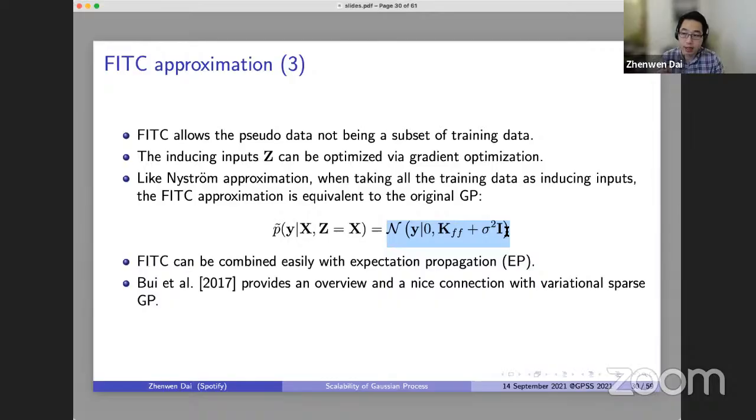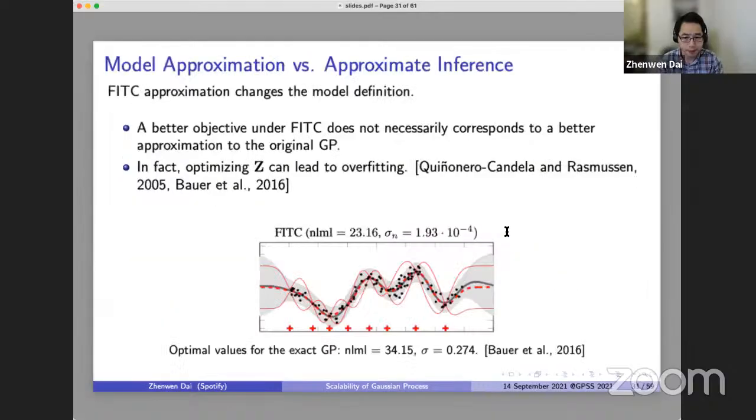And also the Z, because we are freely choosing them, we can optimize them with gradient optimization. So not only can we choose them, we can also freely optimize them to be optimal with respect to the approximation formulations. Also, a side remark: FITC actually works quite nicely with a Gaussian process approximation called expectation propagation. There is a link with that approximation that we will discuss further. But this also comes with some limitations of the FITC approximation.